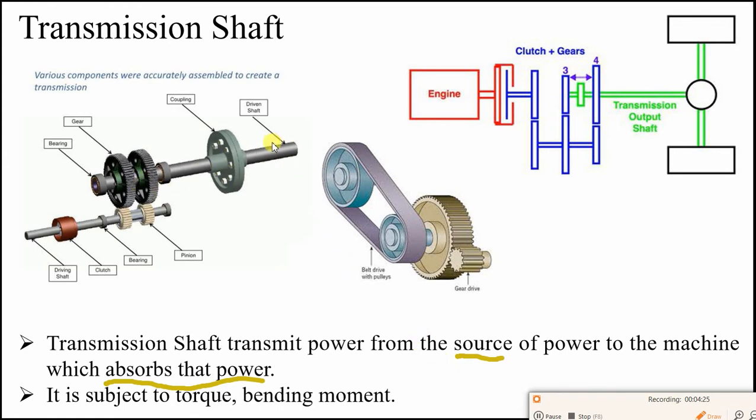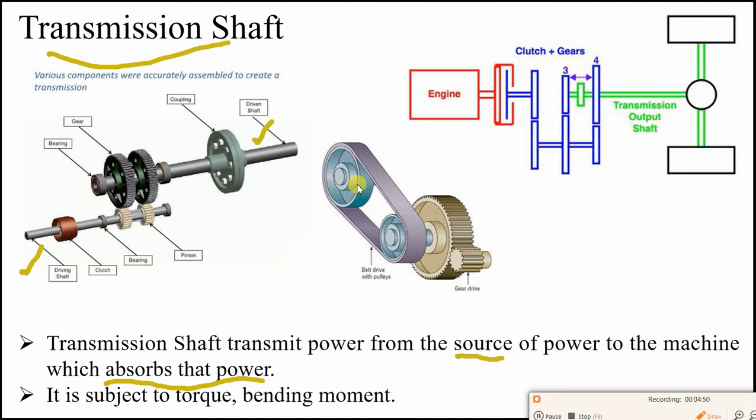Now you can see here, it is written, this is a driving shaft, and here it is written, this is a driven shaft. So power is transmitted from the driving shaft to the driven shaft. Input is given to this shaft and output is taken from this shaft. So power is transmitted from the input shaft to the output shaft. This combination of shafts is called a transmission shaft.